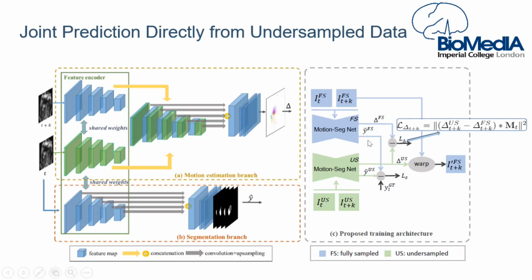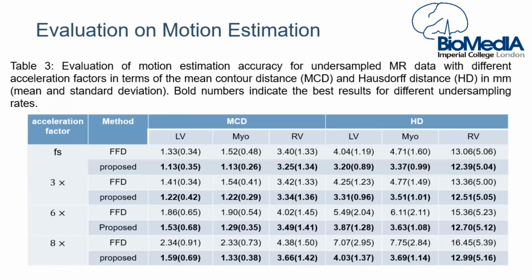Similarly, we also have some supervision losses, where we use the ground truth if it's available, and if it's not, we use the prediction from the fully sampled data. Then we train this network jointly with the L delta loss, the image dissimilarity losses and the segmentation losses. We performed the experiments on the same data set. Here we simulated the undersampled data by using golden angle radial undersampling patterns, where we examine 3 times, 6 times, and 8 times.